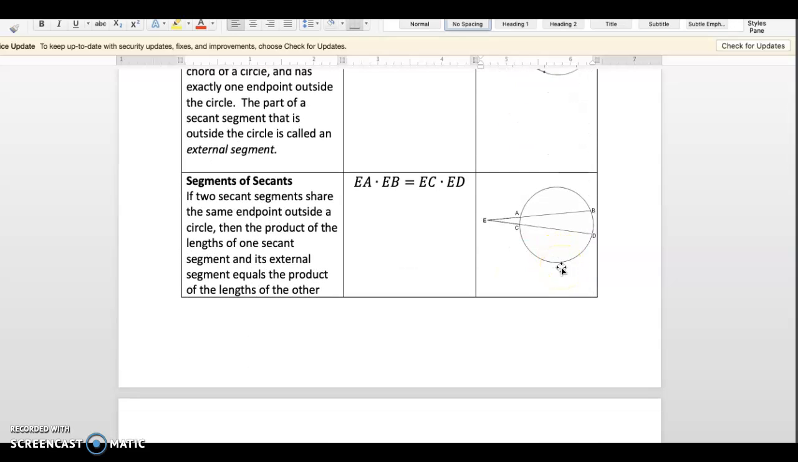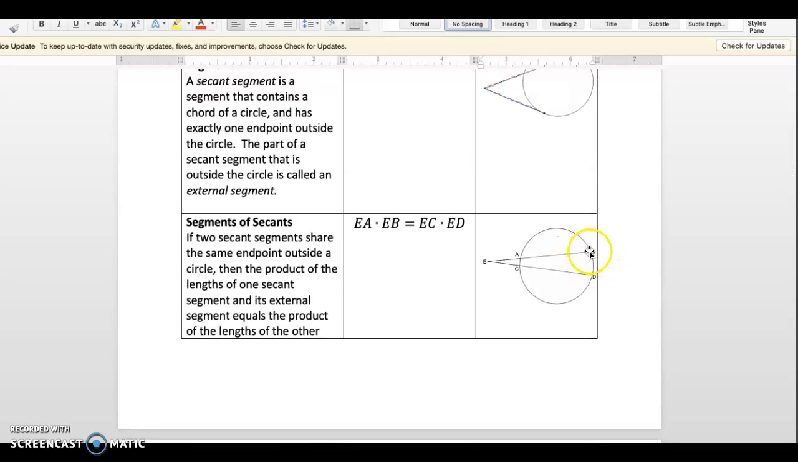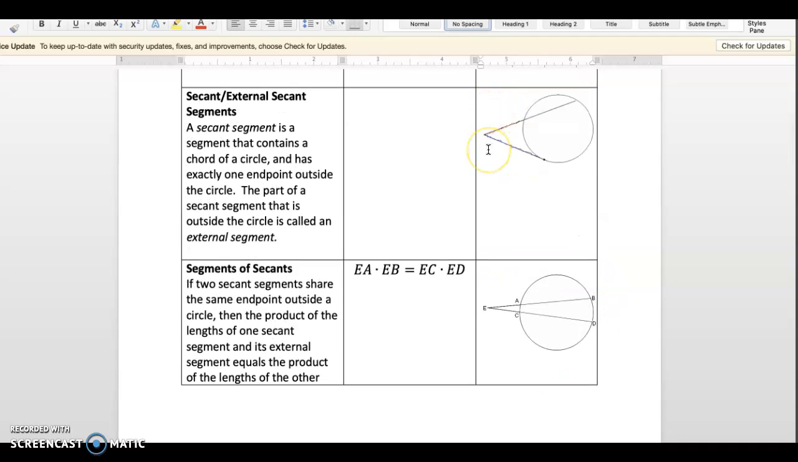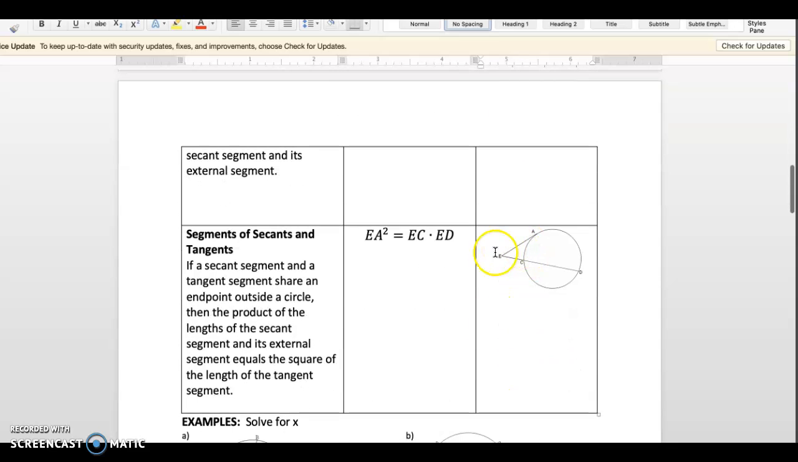The other type of image, I put these out of order. I guess I should move these around, is segments of secant. So we have one segment EB and ED, and they both intersect at point E. I can say that EA times all of EB is equal to EC times all of ED. And the one that I should have put that's out of order, this section here, goes along with this image. I can say that EA squared is equal to EC times ED.